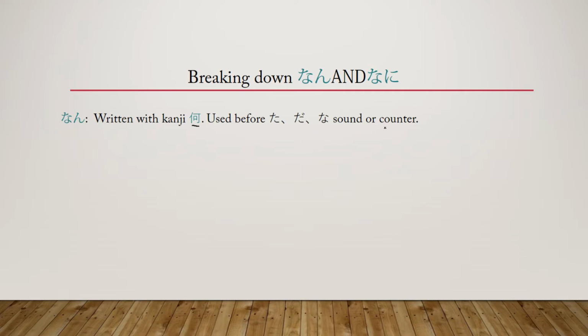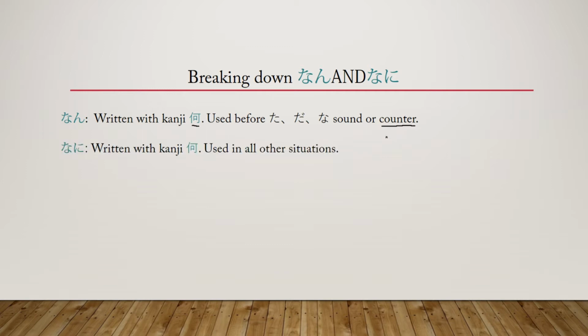And the other time you're going to use nan is when you're using a counter, like if you want to say nan mai, nan dai, nan sai. If you haven't already, you will soon learn that there are a whole bunch of different ways to count in Japanese, depending on what you're counting. So any of those different counters, you're going to be using nan before the counter word.